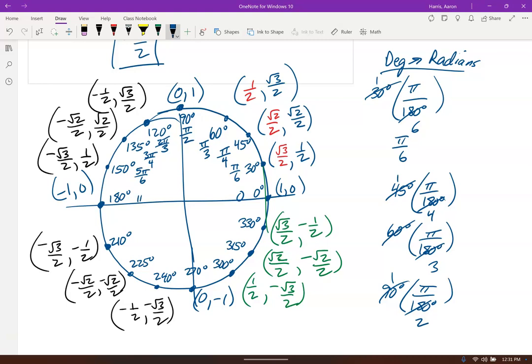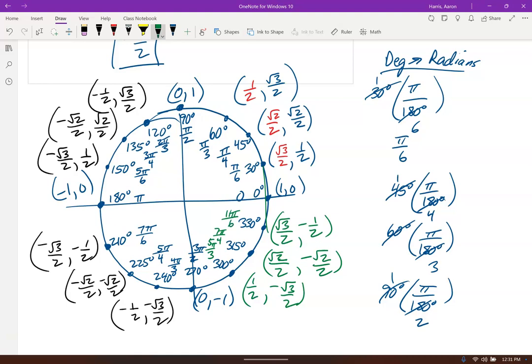Halfway around is pi. 180 degrees times pi over 180, of course, is pi. 210 times pi over 180, so that'll give you 7 pi over 6. This one will give you the 5 pi fourths. 240 degrees times pi over 180 gives you 4 pi thirds. 270 degrees is 3 pi over 2. 300 degrees is 5 pi thirds. Well, I'm running out of room here. That one will be 7 pi fourths. And finally 11 pi over 6.